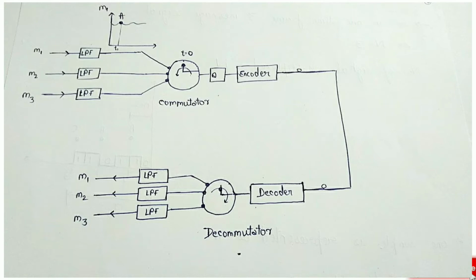But in the TDM it is important to maintain the synchronization between the commutator and the decommutator. The decommutator is just the opposite of the commutator at the receiving end. To maintain the synchronization, some extra bits are sent at the end of the signal. The transmitter's commutator sends an extra bit signaling that one complete cycle of the rotation is complete. When the decommutator gets that extra bit, it sends a signal to the commutator that it received the extra bit, and then the commutator starts its second rotation.